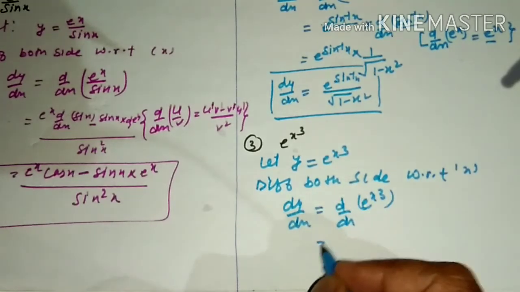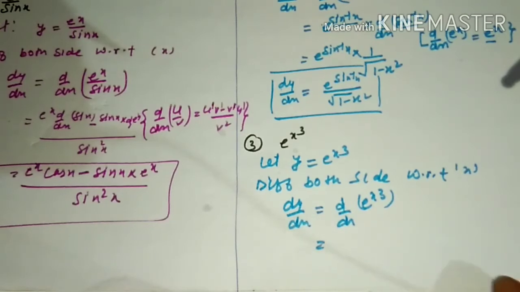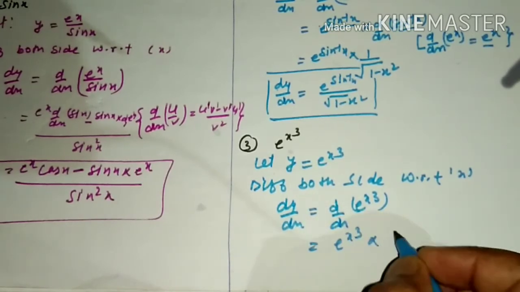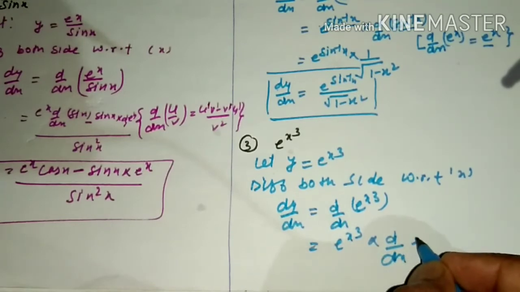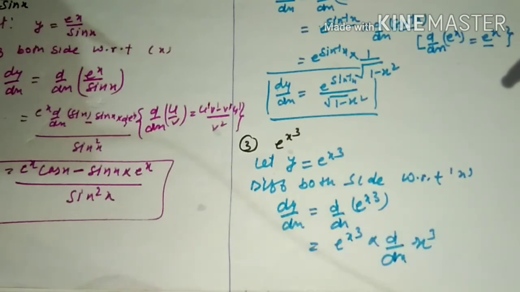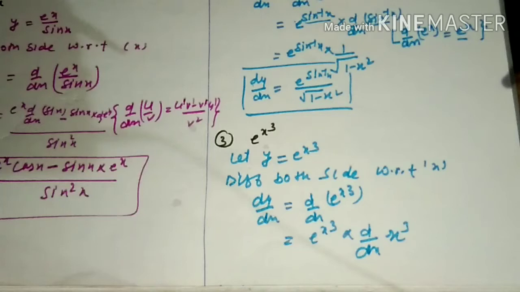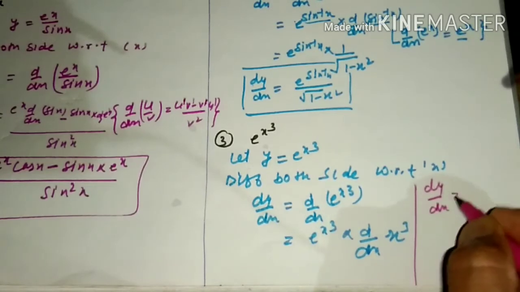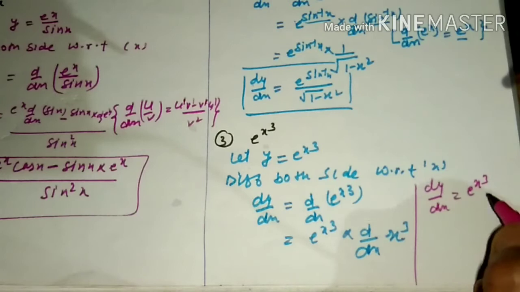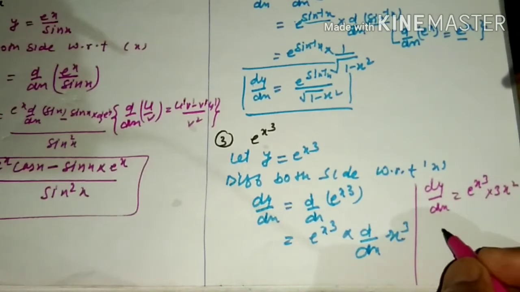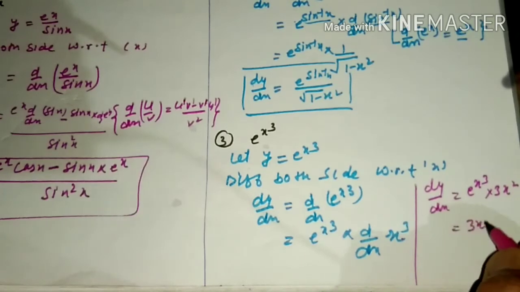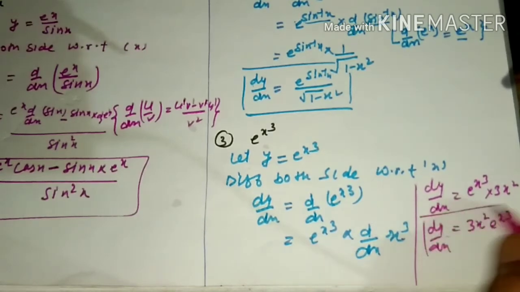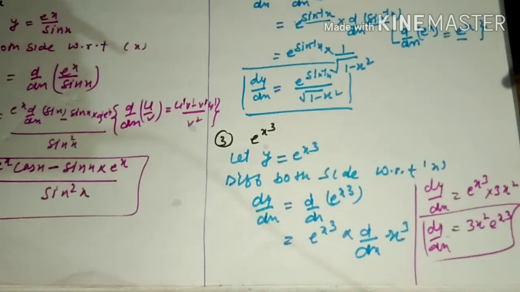And if we look at the differentiation of x cube again, the differentiation of e to the power x cube is e to the power x cube, and then we also get d upon dx of x cube. Now we can write dy upon dx is equal to e to the power x cube, and the differentiation of x cube we know is 3x square. So dy upon dx is equal to 3x square e to the power x cube, that is our dy upon dx. Okay, now question number 4.